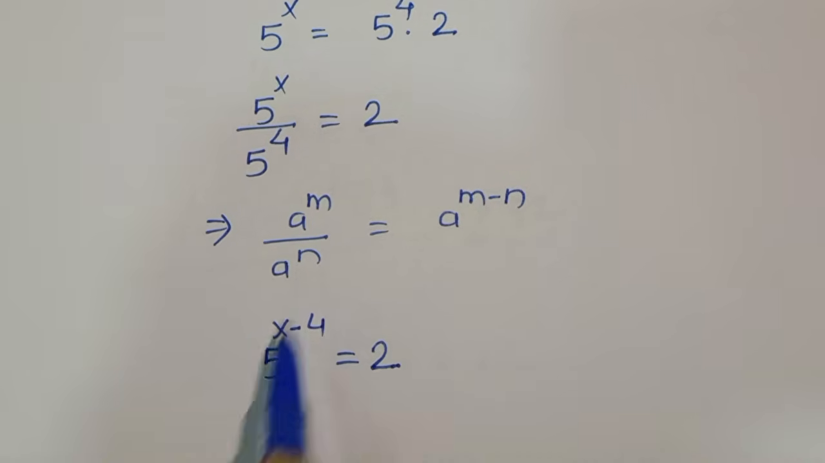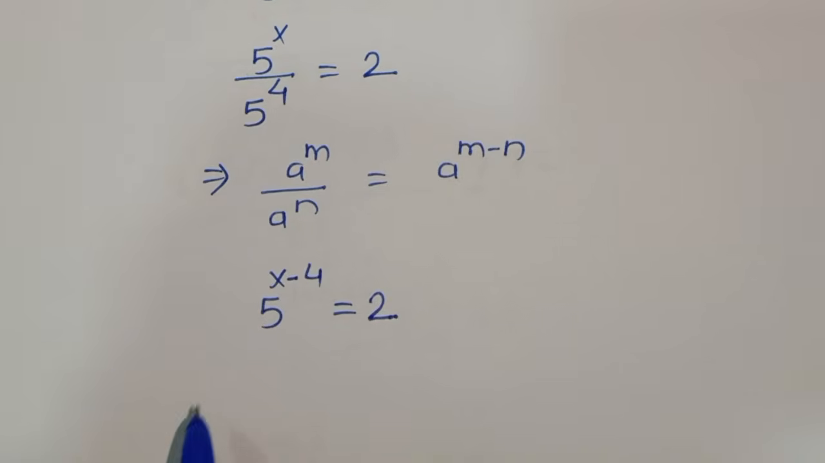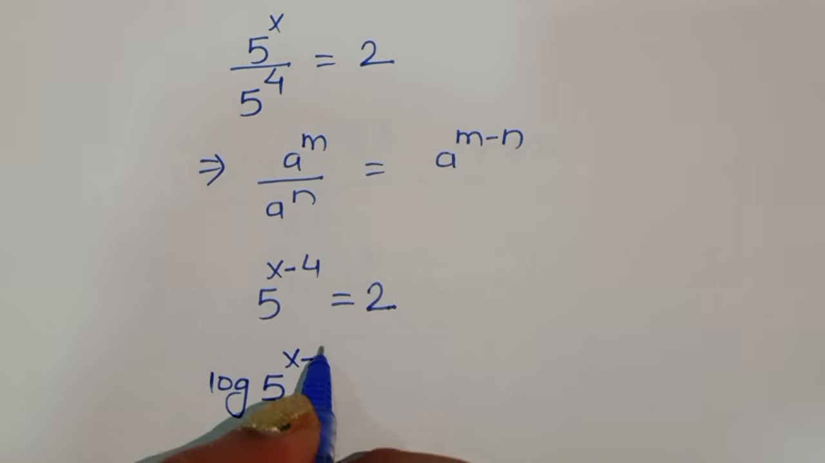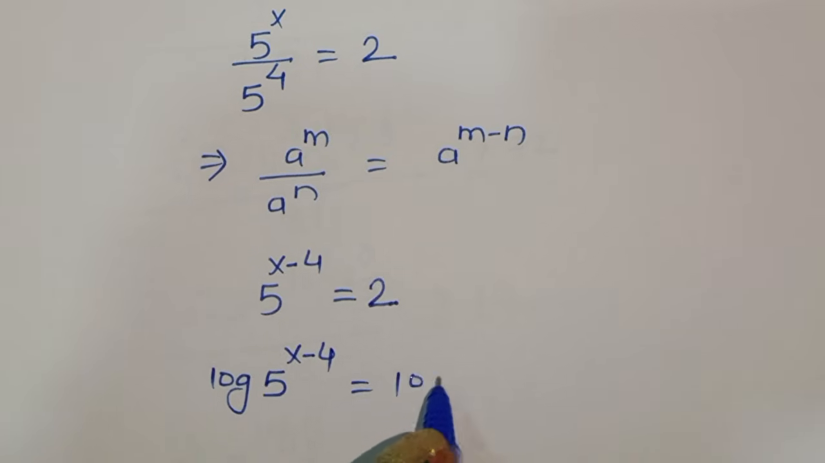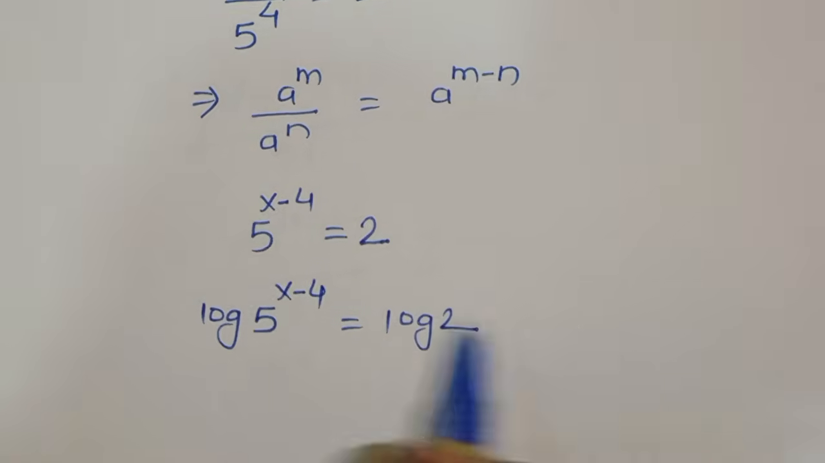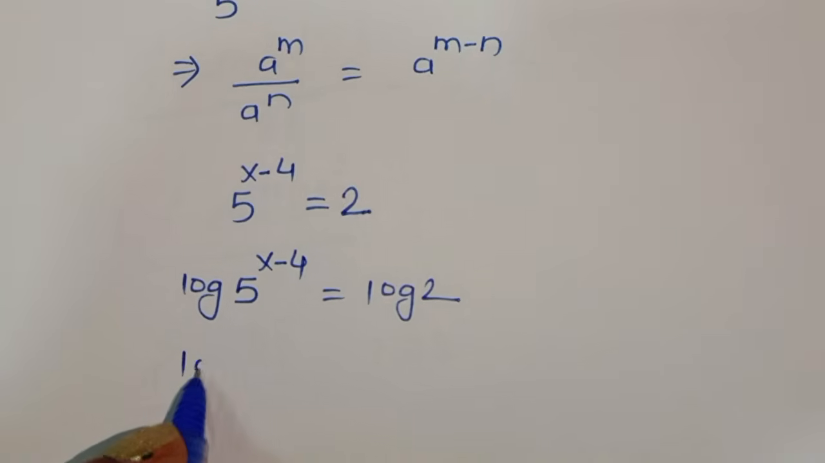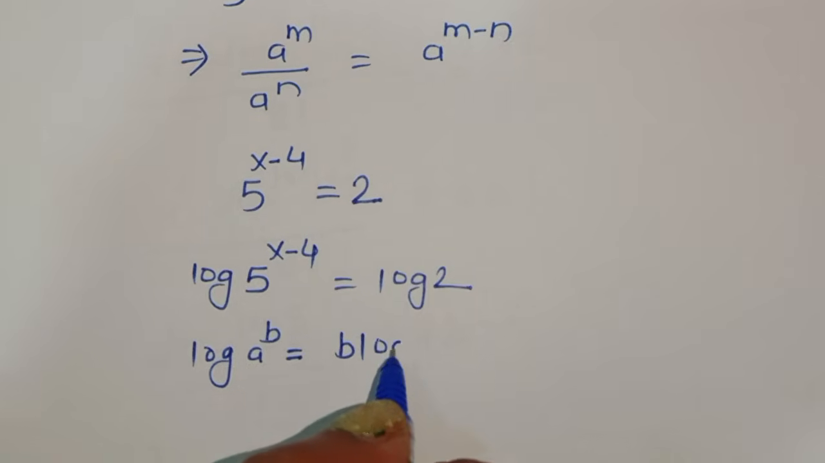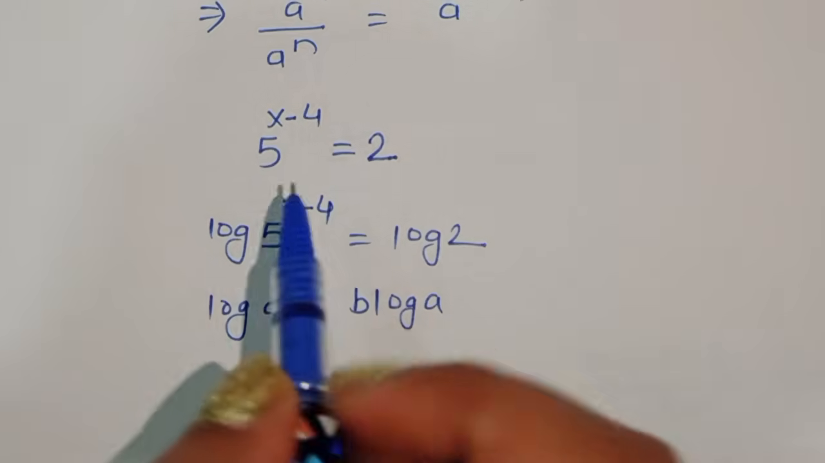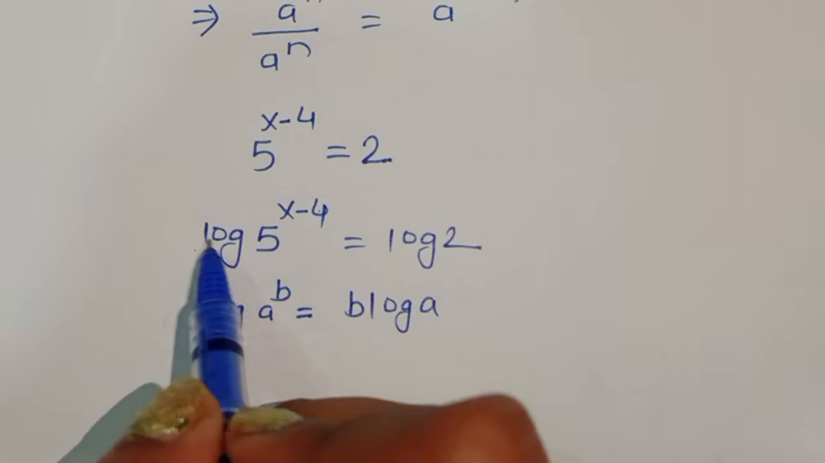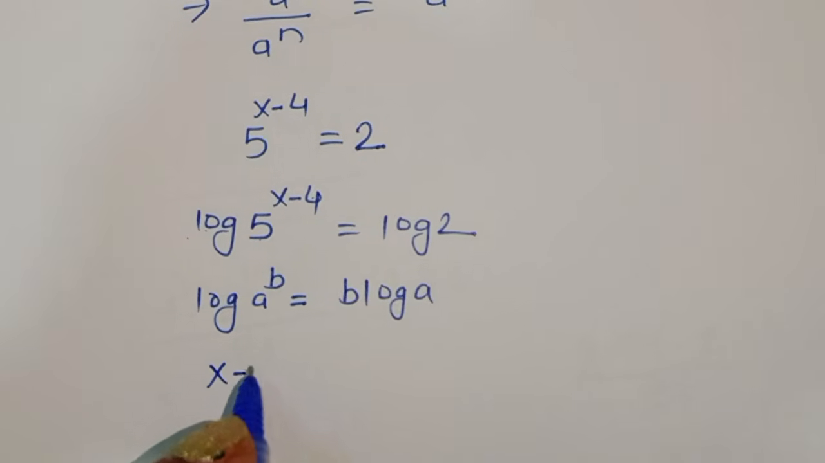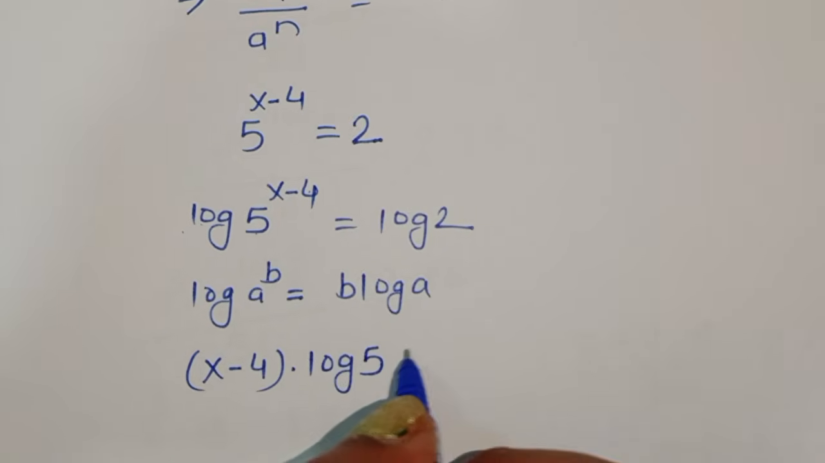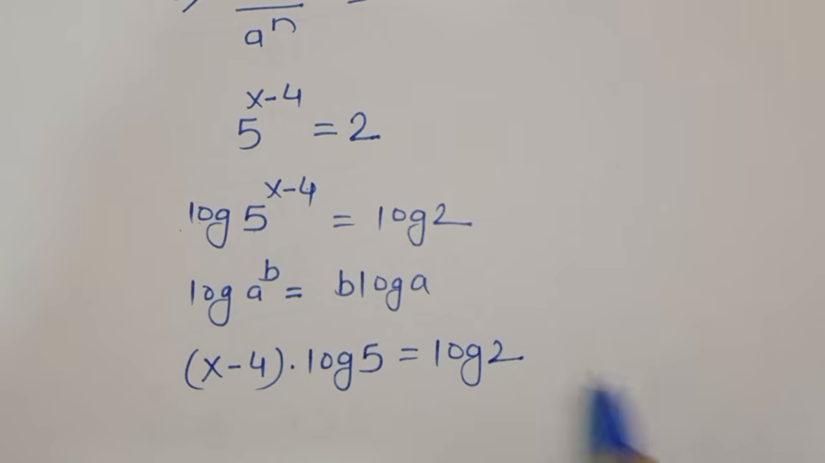Now we have to solve this using log. So we are taking log on both sides. We will get log of 5 power x minus 4 is equal to log of 2, right? Now again we have to use a formula: log of a power b is equal to b log of a. So using this formula it will become x minus 4 times log of 5 is equal to log of 2, right?